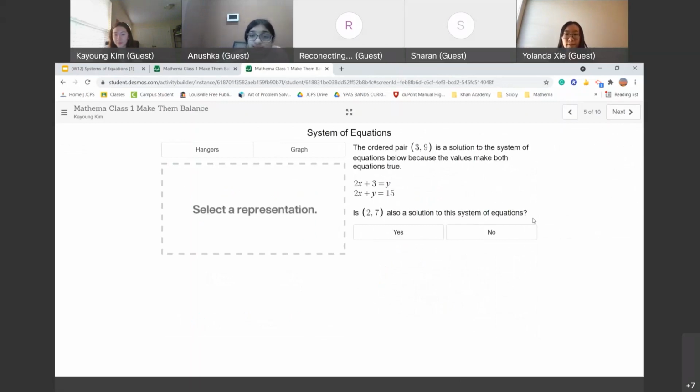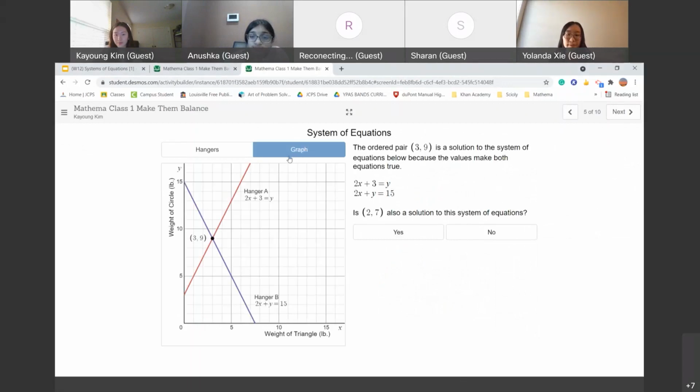All right, so this slide tells us that the point 3, 9 is a solution to the system of equations. So the system of equations before was represented by the hangers, but now you can see them written out. So 2x plus 3 equals y, and 2x plus y equals 15. Those two are called a system of equations, and there's going to be one point where they intersect, which is the solution, because it makes both of those equations true.